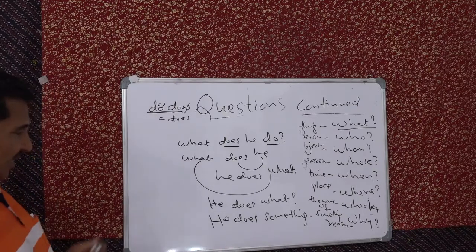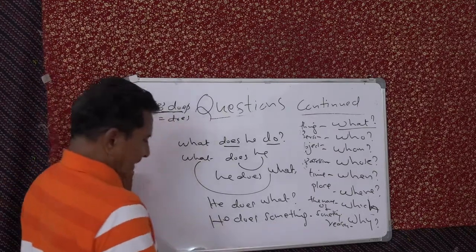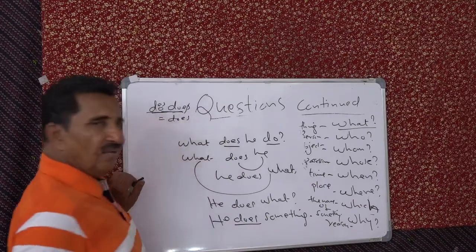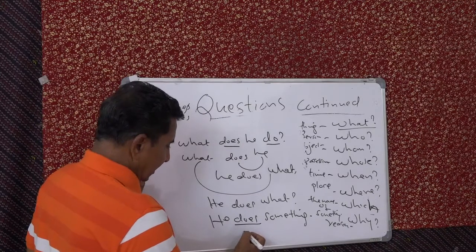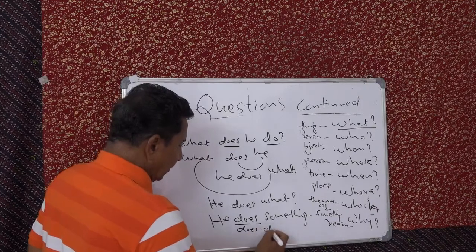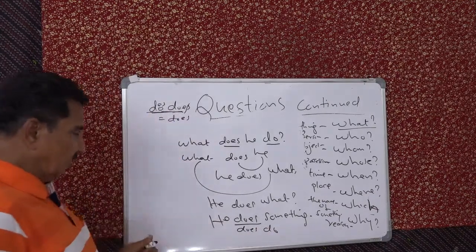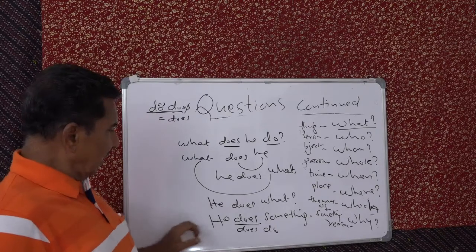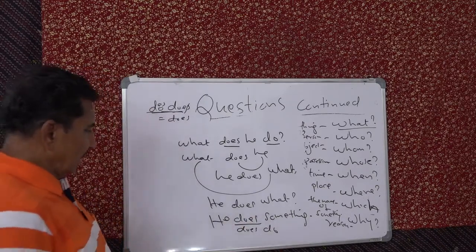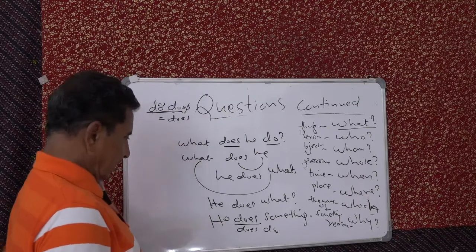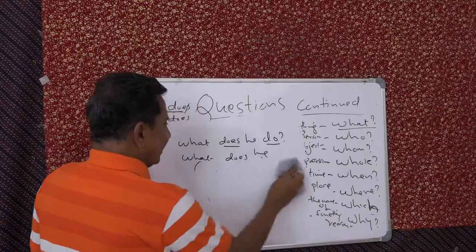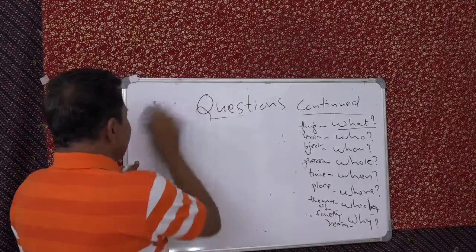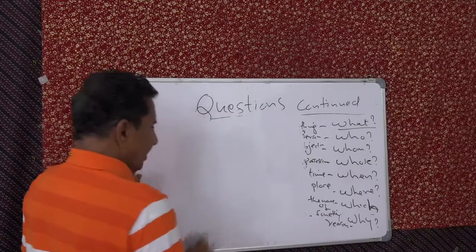Because he does something. You have to make it a phrase. Then it will look like this: he does do. So he does do, then he does something. Let us write it like this. So things become clear now.